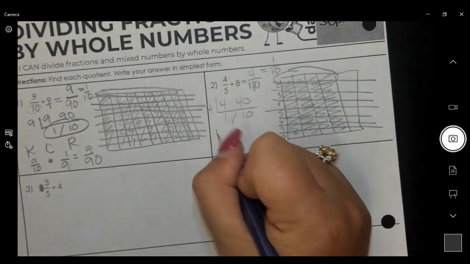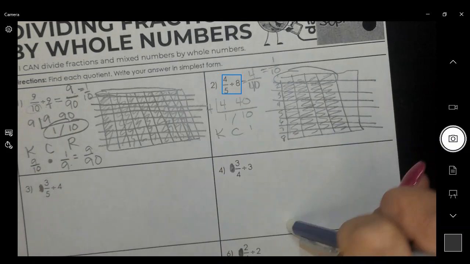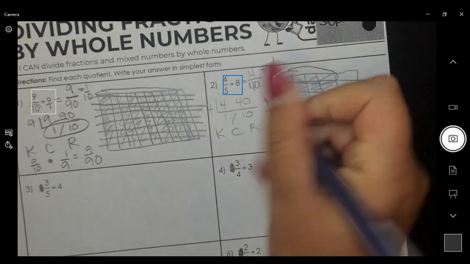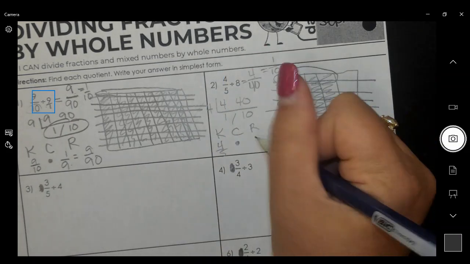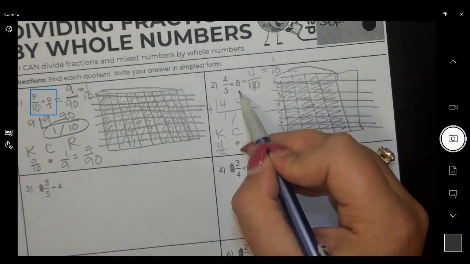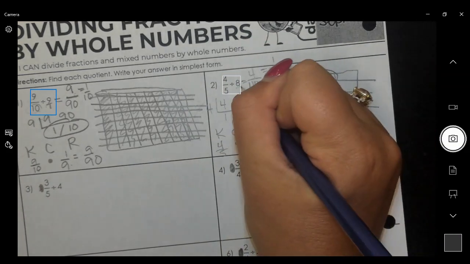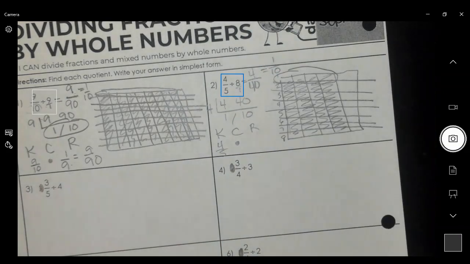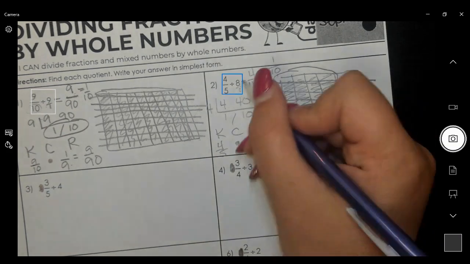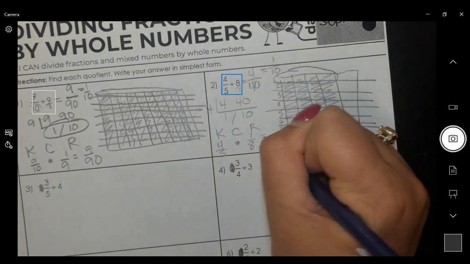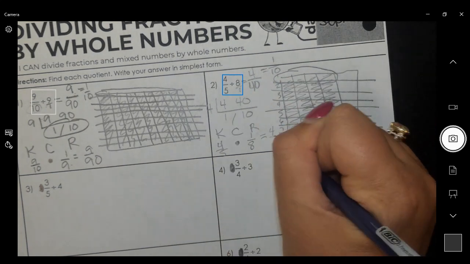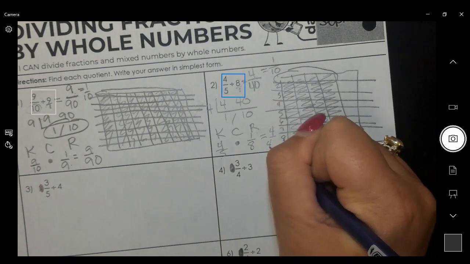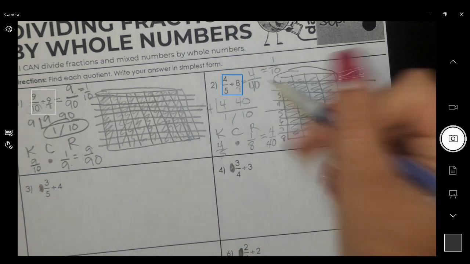I'm going to check it with keep, change, reciprocal. So I'm going to keep the first term, change the division to multiplication, and find the reciprocal. So before that whole number can become a reciprocal, we have to create it into a fraction. So I have to put my magic carpet and 1 underneath it. And so I can now find the reciprocal, or flip 8/1 to 1/8, and then just multiply straight across. 4 times 1 is 4, 8 times 5 is 40, which is the same thing that we got from our model.